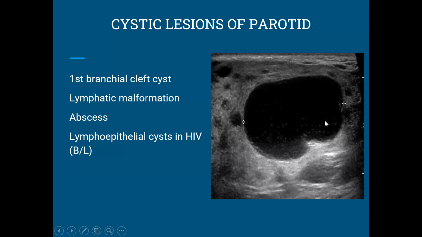So this is an ultrasound image in an HIV patient who had a cystic lesion in the parotid, showing a few internal lesions. So yeah, these are cystic lesions of the parotid.